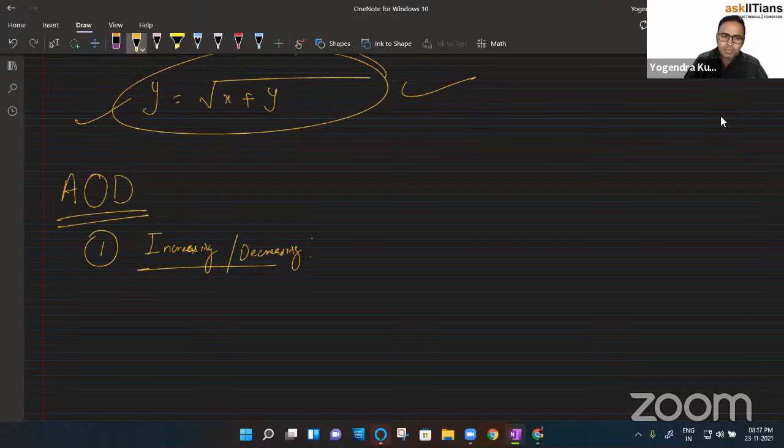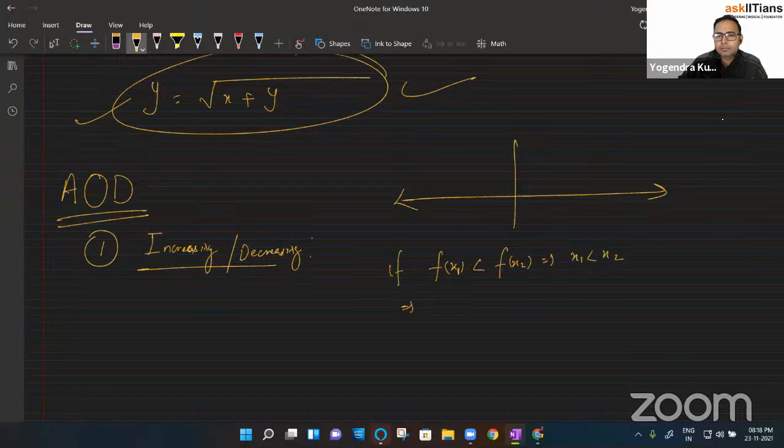There are two methods. You can differentiate and then check, that is the derivative method, but this is also there. If there is a function f of x, and x1 is less than x2, and f of x1 is less than f of x2, given that x1 is less than x2, then will it be increasing or decreasing, guys?